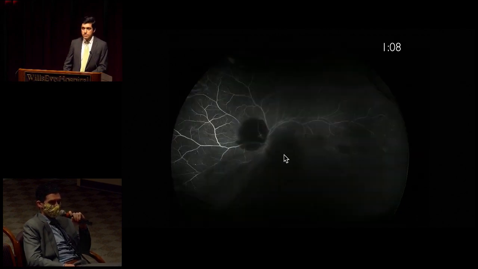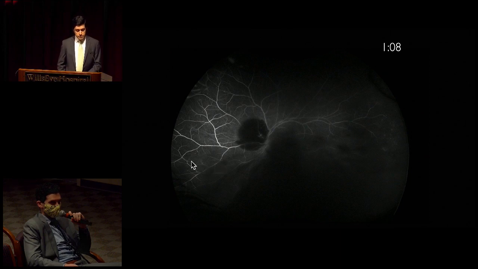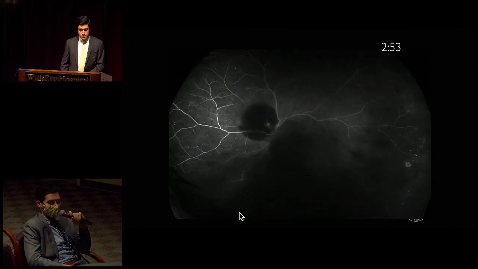Moving along to 1:08, again, left eye, still AV phase. Again, you can see the blockage here, this hyperfluorescent focus at that location. There are also possibly some microaneurysms out here in the far periphery nasally. Unclear if that's leakage or if this is just a little bit out of focus here, but I would keep an eye on that area.